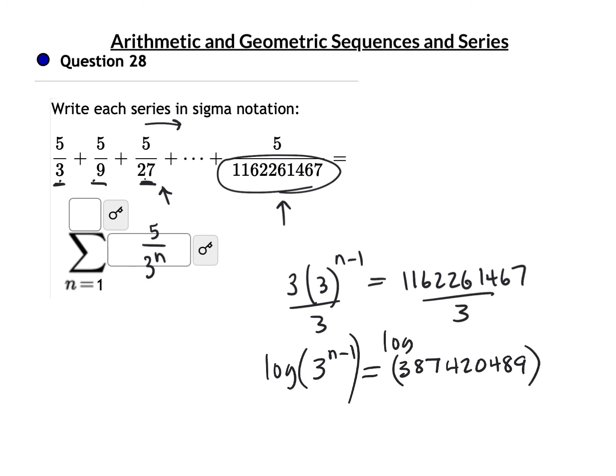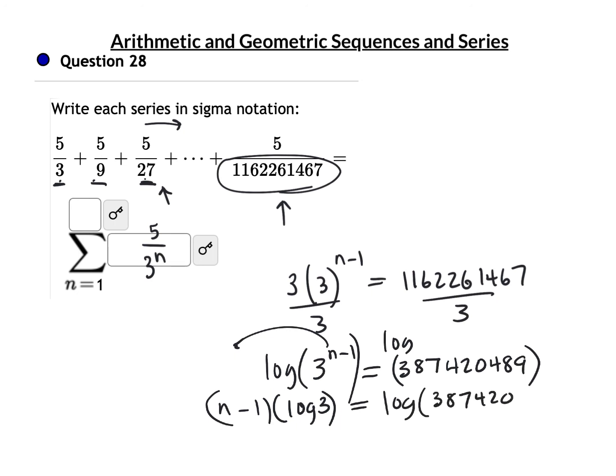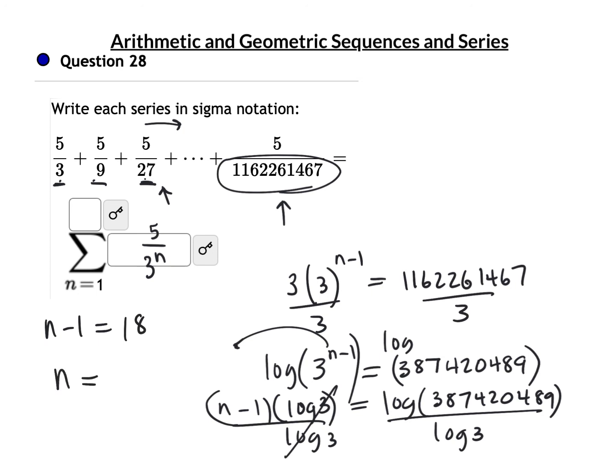Log. And we'll move that n minus 1 down. N minus 1 times the log of 3 equals the log of that large number. Divide both sides by the log of 3. And this now becomes n minus 1 equals 18. So n would be 19. We're going to the 19th position in the series to get that last denominator.